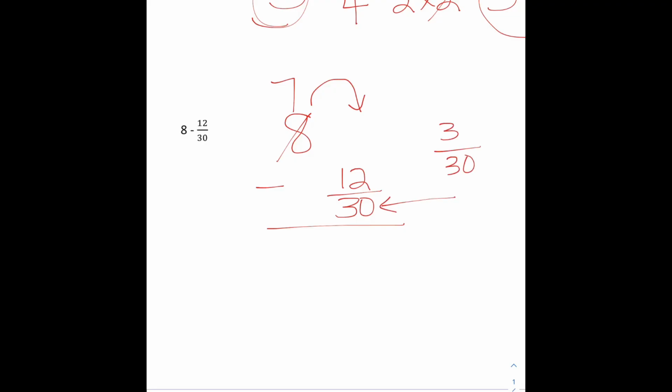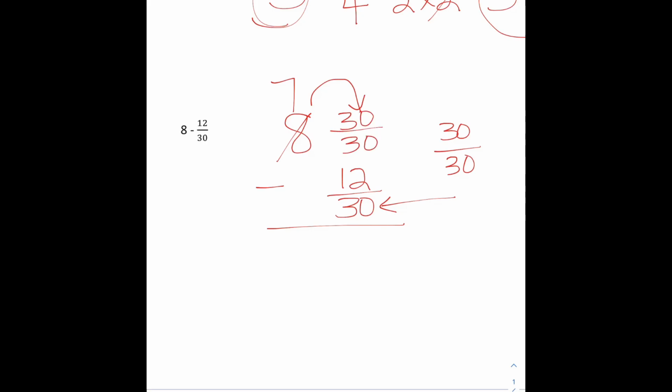Okay, let's line these up. We have 8 wholes for the first one, and we're subtracting 12/30. So right here we have like a 0, so we have to borrow from the whole. It's going to become 7. When I bring it over here, I have to bring it as a whole fraction, and since our denominator is 30, our whole fraction is going to be 30/30.